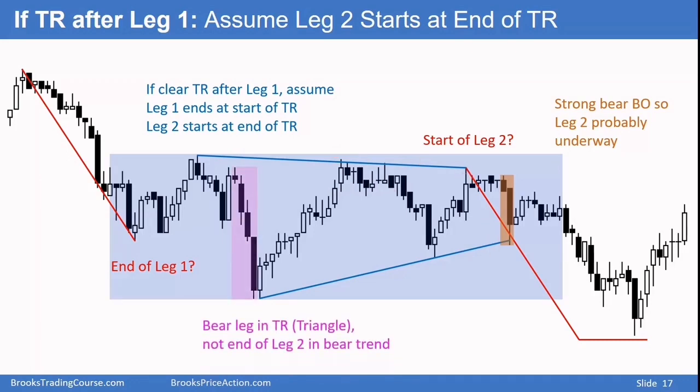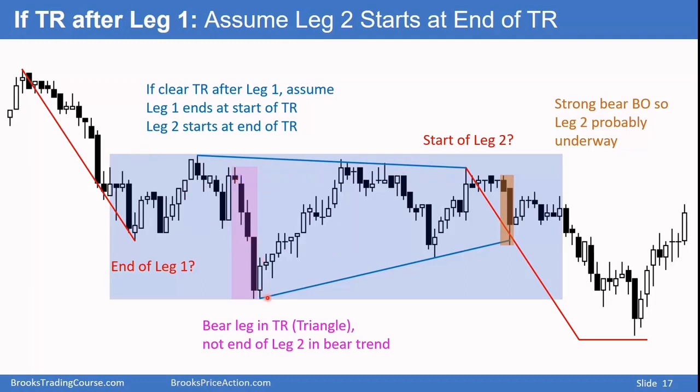This could have been a leg 1, pullback leg 2. But in hindsight, it was not. It was just a bear leg in a triangle instead of the end of leg 2. However, if it did fall to very close to a measured move target and reversed up, in hindsight, we would say it was leg 2. But based upon what we're seeing here, it was not.